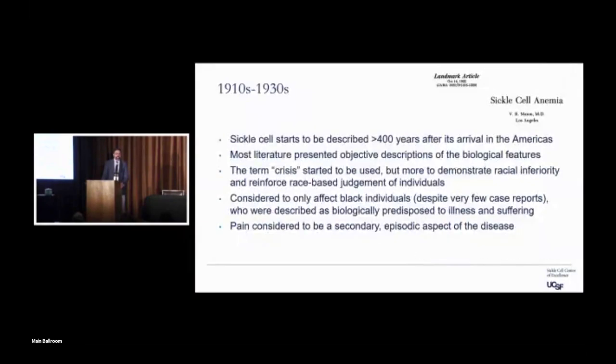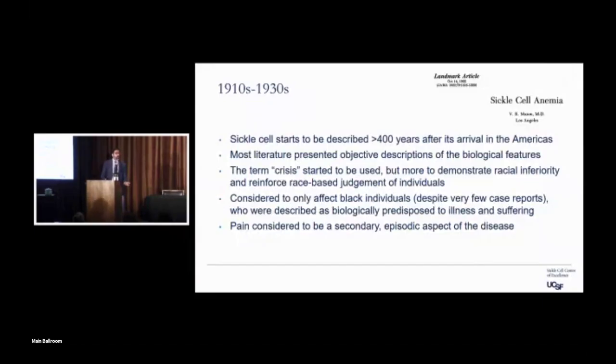I think that it's really easy to consider that this might have been the start of an era of progress in sickle cell, and perhaps it was. But it's important to know that this is the first description of sickle cell in the United States, or at least in the Western world, after it's been present in the Western world for 400 years or more, after its arrival in the United States from Africa.